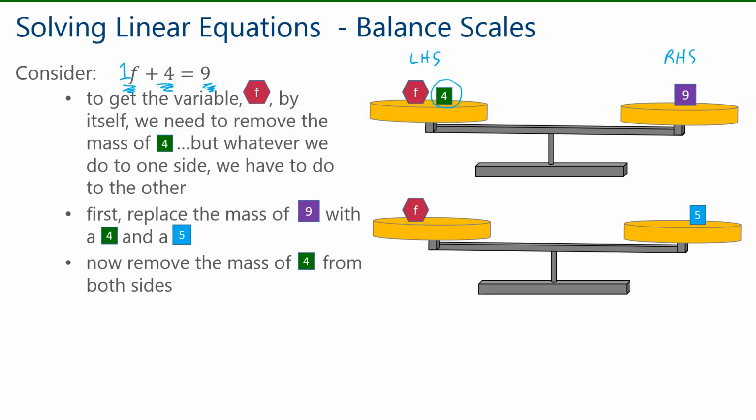What are we left with? Well, we've isolated the variable. We have that hexagon all by itself on the left-hand side. And what does it correspond to? Well, on the right-hand side, we have a mass of 5. Therefore, f equals 5. We have solved the equation.